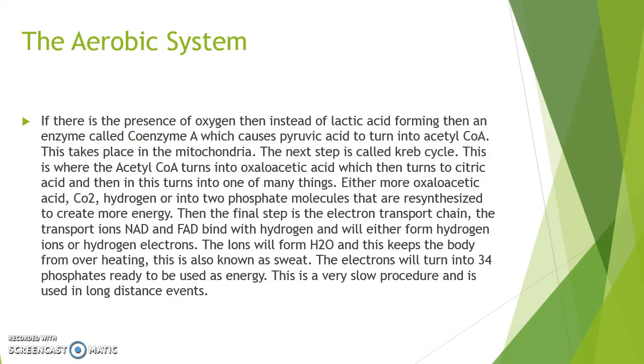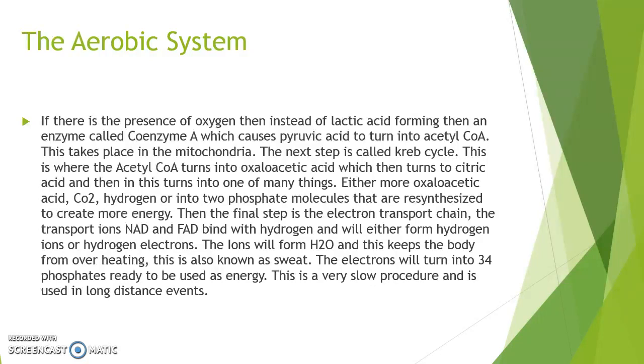The aerobic system. So after the lactic acid system, if there is a presence of oxygen, then instead of lactic acid being produced and forming, there'll be an enzyme called coenzyme A, which causes pyruvic acid to turn into acetyl coenzyme A. This takes place in the mitochondria. The next step is called Krebs cycle.